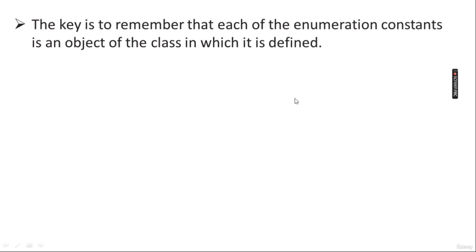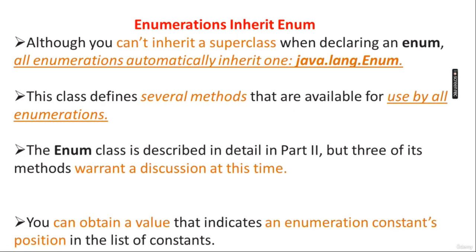The key is to remember that each of the enumeration constants is an object of the class in which it is defined. Okay. The key, what you have to remember, is that each enumeration constant is an object of the class in which it is defined.